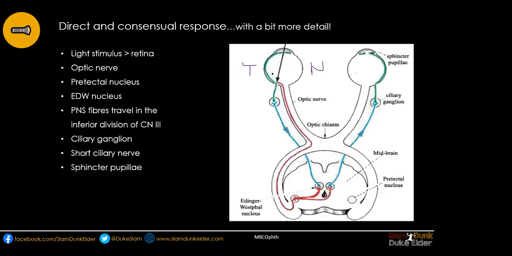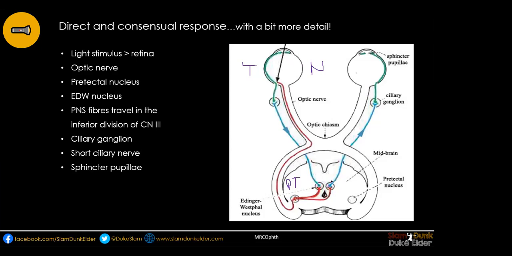Light hitting the temporal side of the retina is going to travel down the ipsilateral optic nerve. It's going to travel all the way down and synapse in the pretectal nucleus here. This is a nucleus we didn't talk about last time. Now, the pretectal nucleus connects to the Edinger-Westphal nucleus on the same side and on the contralateral side. So by doing that, one light stimulus evokes a bilateral response because you're innervating the ipsilateral side and the contralateral side. So from the pretectal nucleus, you innervate both Edinger-Westphal nuclei.